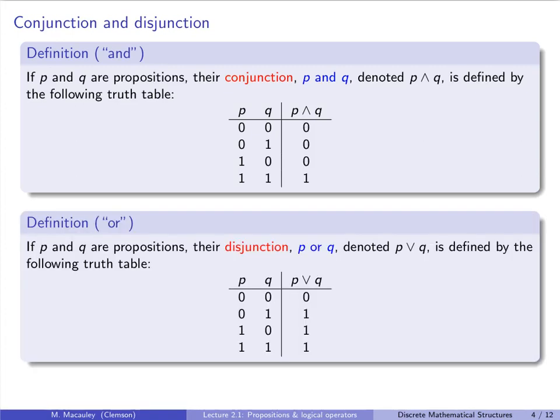The next, of course, is the logical OR function. If P and Q are propositions, then their disjunction, sometimes written P or Q, and denoted with this upside down wedge, is defined by the following truth table. So now the output is 1 if either P or Q is equal to 1, or both.